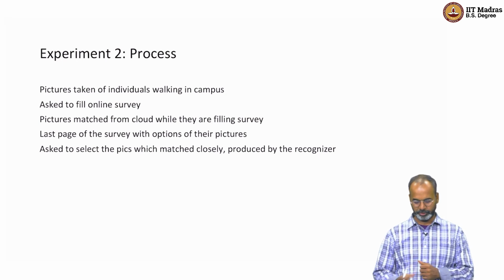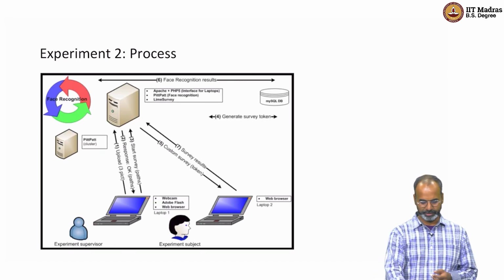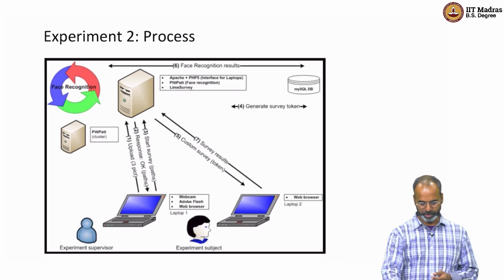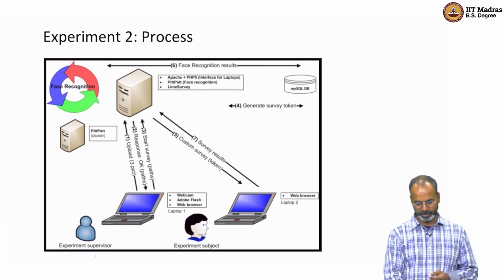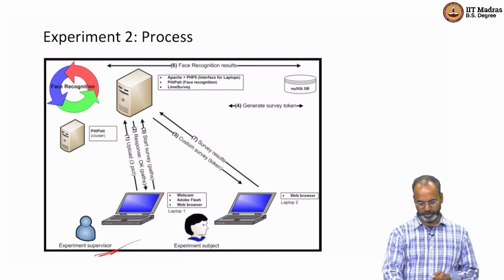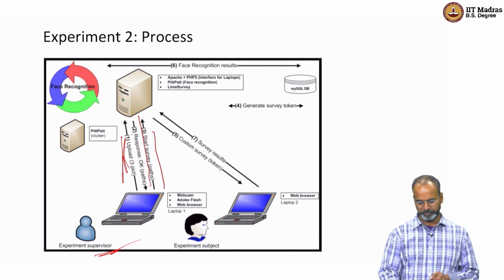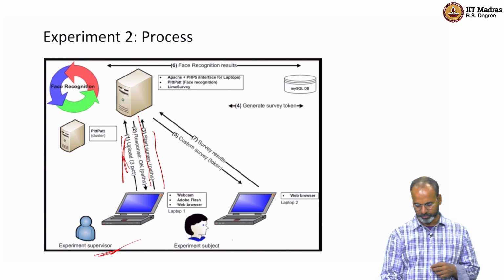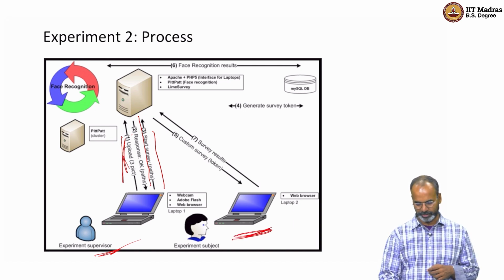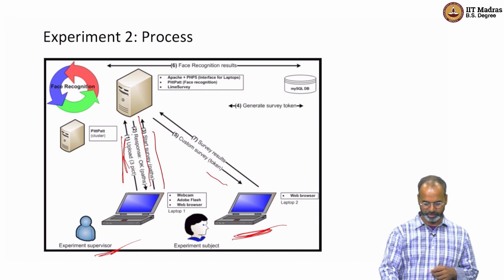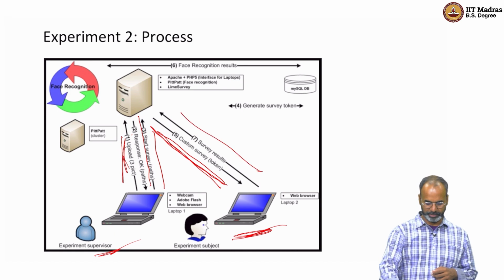Pictures were taken of individuals. There's also an image which can explain this. The experimenter supervisor is here. Participants come, upload the picture, then a response is given, then they start the survey form. This is the user who's actually filling the survey. A custom survey token is given, and the survey results are sent.